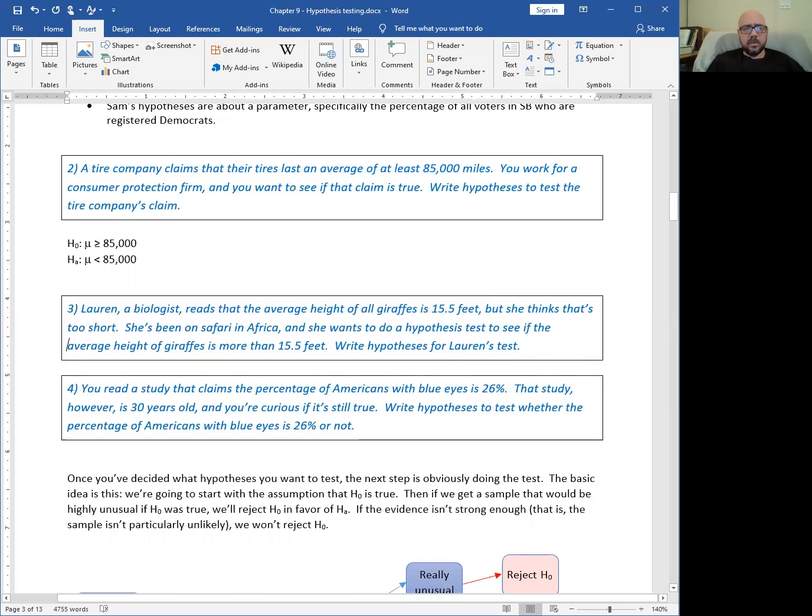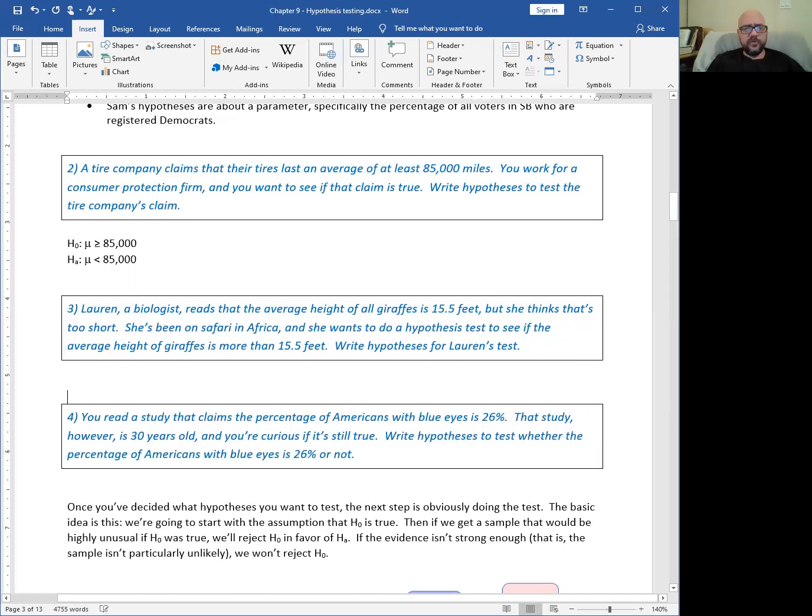All right. Lauren here reads that the average height of all giraffes is 15.5 feet. She thinks that is too short. So she's been on safari in Africa and she wants to do a hypothesis test to see if the average height of giraffes is more than 15.5 feet. So she is testing to see if the height is more than 15.5 feet, but absent evidence pointing in that direction, she will believe the thing that she read previously, right?